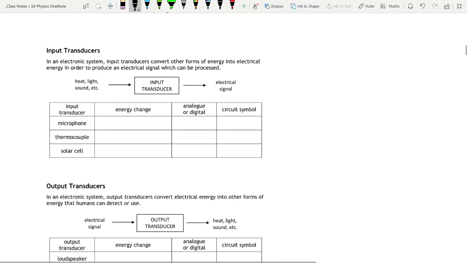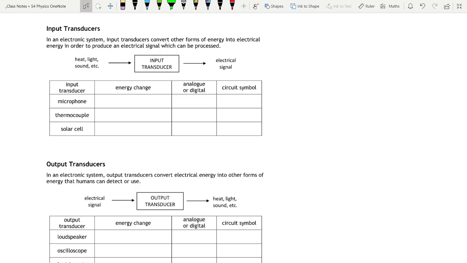Okay, and last but not least, I want to go through this page. Hopefully I will provide you with a video of some of these, if not all of them. And I want you to think about the energy changes involved in them. You should know the energy changes of quite a few of them. And have a think about whether it's analog or digital. Now, this one could be one or the other, or it could be both. Okay, so don't worry if you're not really sure. And the circuit symbol we will go through at the end, but if you know any of the circuit symbols, pop them in as well.